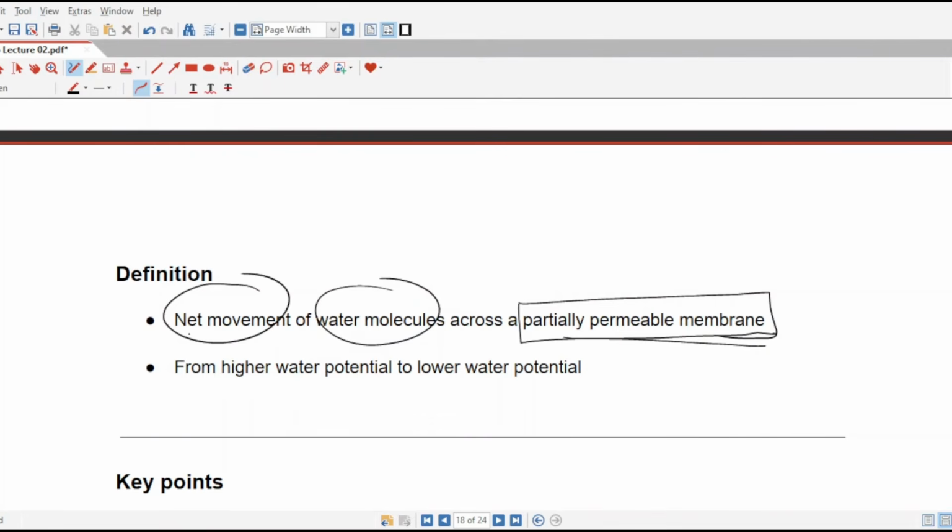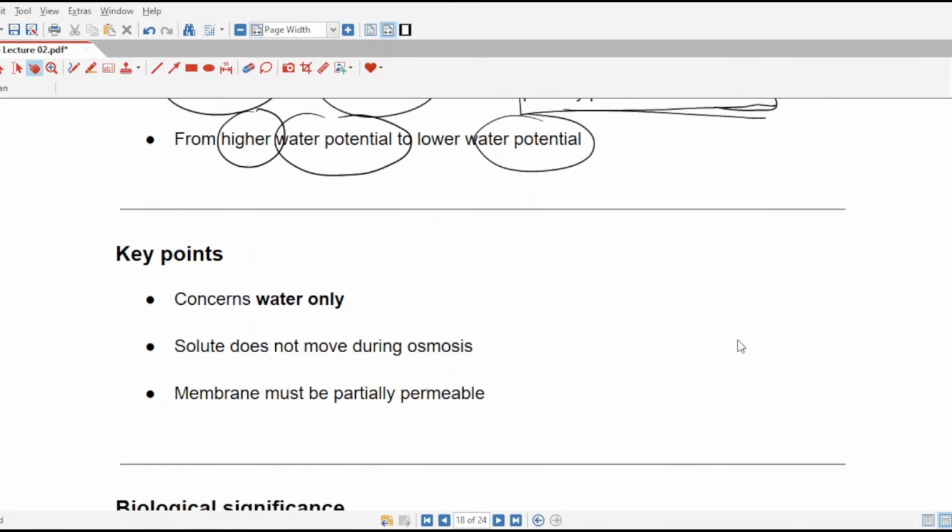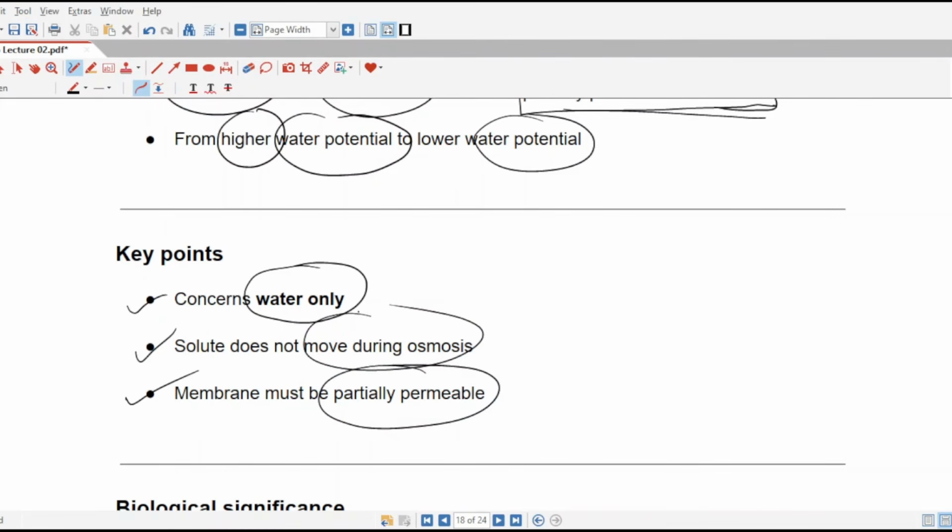And in case of this, the water potential will be high, and from that high water potential towards low water potential, the water will move. So to recap the key points, first one is that it conserves only water and solute doesn't move, and membrane must be partially permeable. These are the three most important things. Okay. And cell membrane has this partially permeable property.